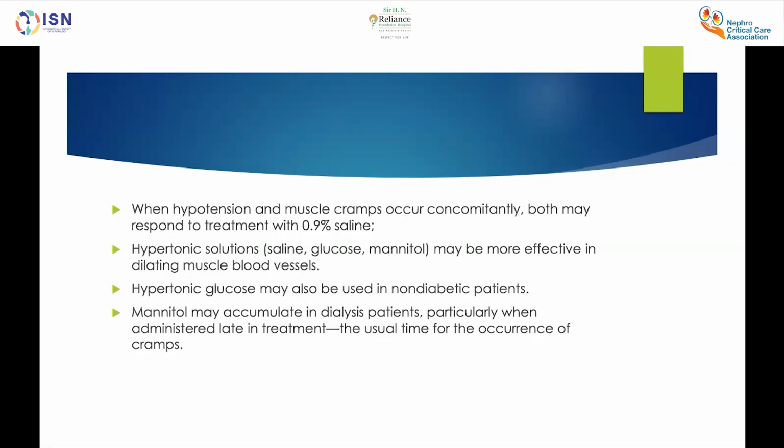Now, when hypotension and muscle cramps occur concomitantly, both may respond to treatment with normal saline. Hypertonic solutions may be more effective in dilating the muscle blood vessels. Hypertonic glucose may also be used in non-diabetic patients. Mannitol may accumulate in dialysis patients, particularly when administered late in the treatment, and that's the time period where these cramps actually occur.